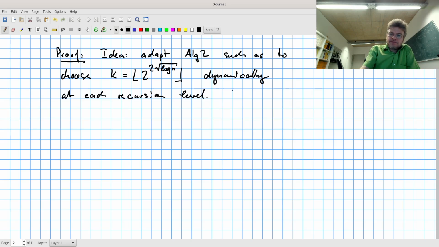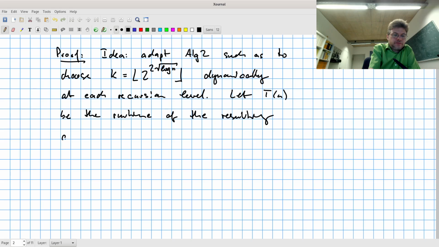Okay, so now let T(n) be the resulting runtime, or the runtime of the resulting algorithm. And now, I didn't show you the proof of this simple recurrence for Karatsuba, but now for this case, which is a bit more complicated, let's go through the details, and let's go through the induction proof that shows the claimed estimate.